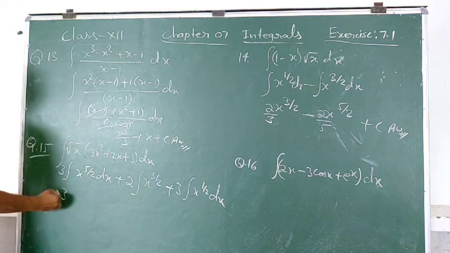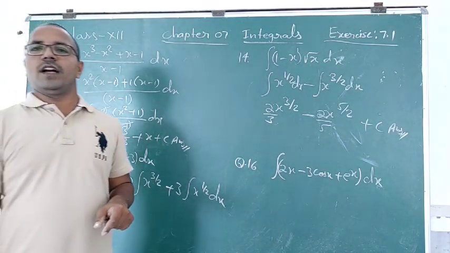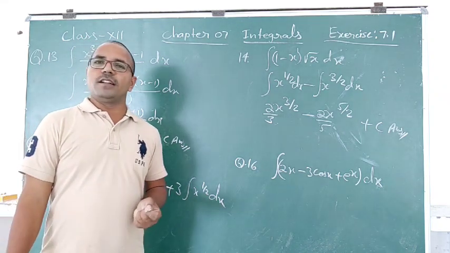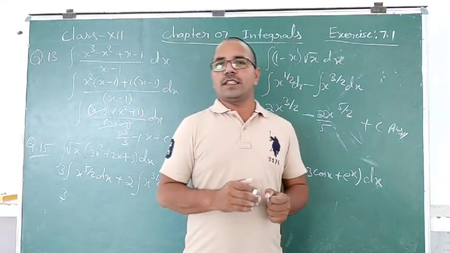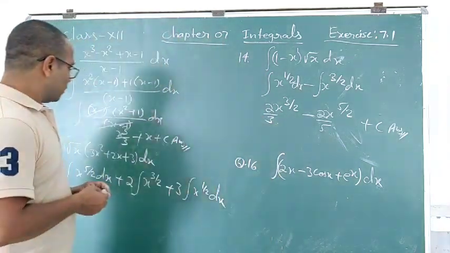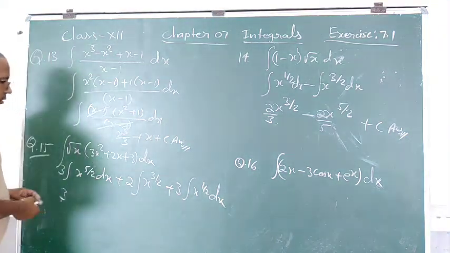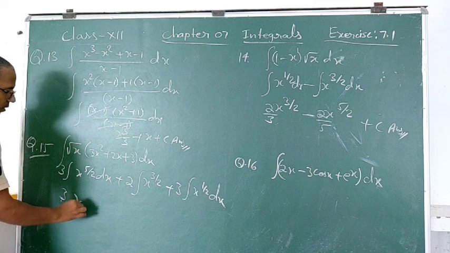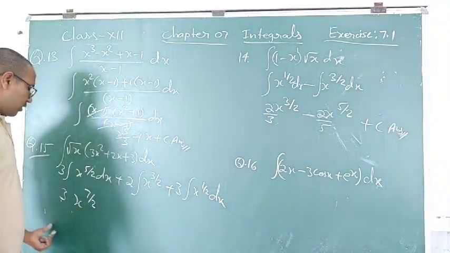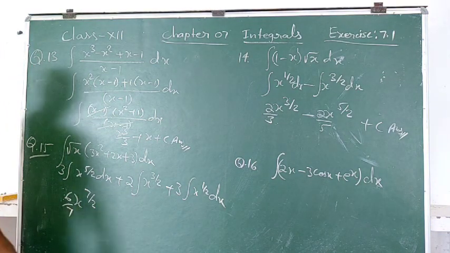So now we have to integrate here. There is the 3. So integrate this one, x to the power n, and use the formula: x to the power n plus 1 by n plus 1. Again we will use this one. So 5 by 2 plus 1 will give you 7 by 2. So x to the power 7 by 2, and in the denominator also you get 7 by 2. That 2 will multiply with this one. So 3 times 2, you will get 6 by 7 here.